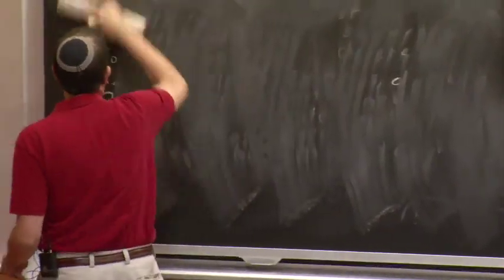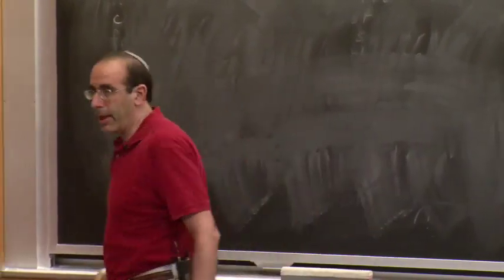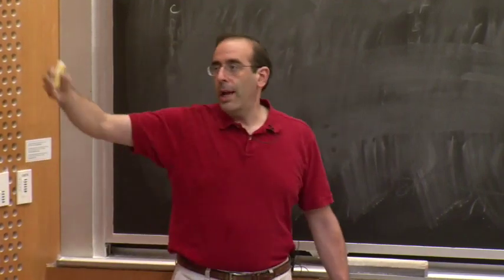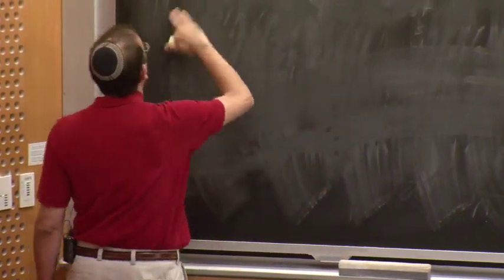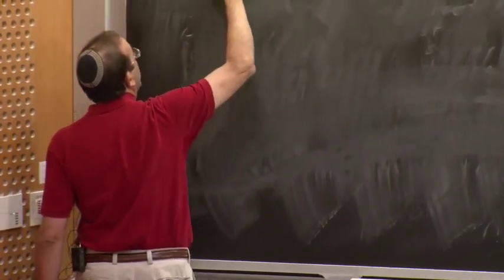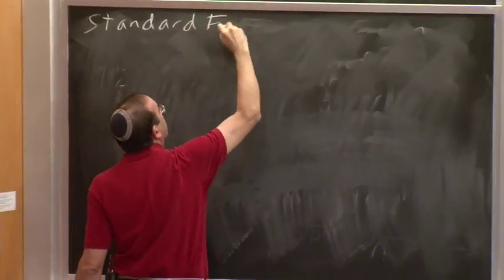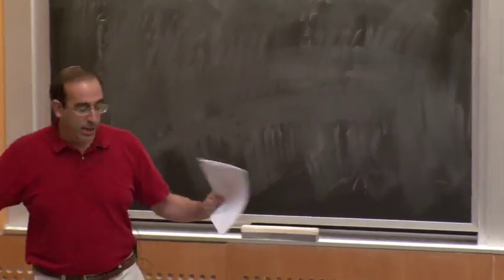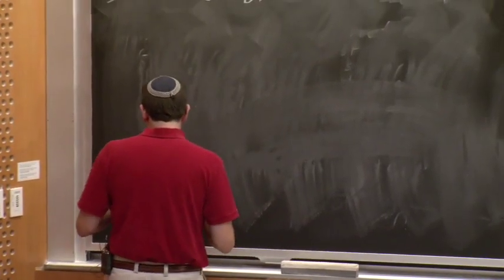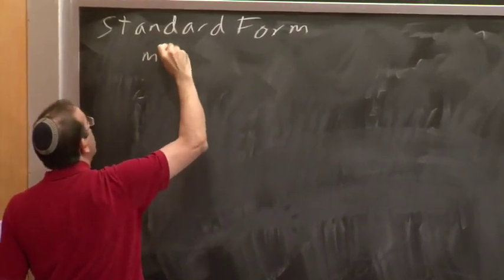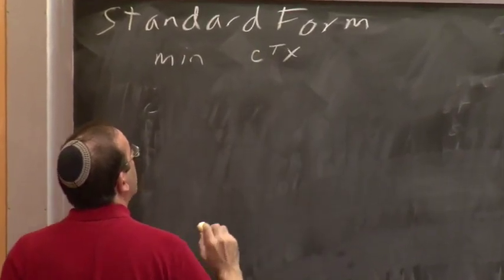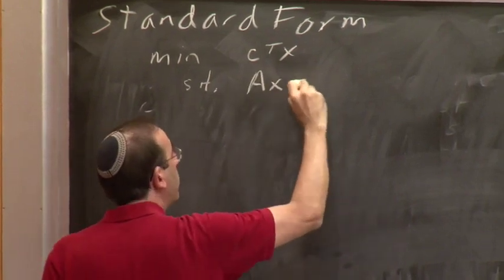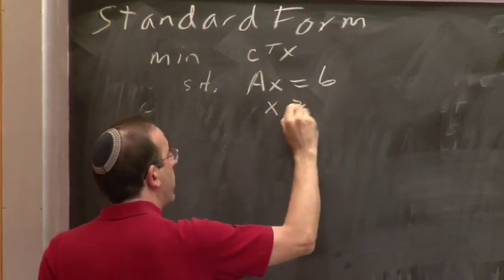Except, it turns out that the canonical form is nice for some things. It has a very nice geometric picture associated with it. But if you want to do an algebraic solution to linear programming, it's much nicer to work with the standard form. Don't ask me who decided this one was canonical and this one was standard. That's what they're called. The standard form says I want to minimize c transpose x subject to the constraint that Ax equals b, but x is greater than or equal to 0.